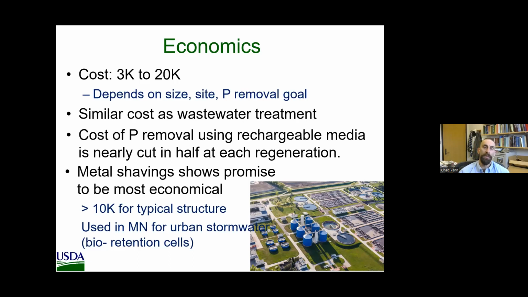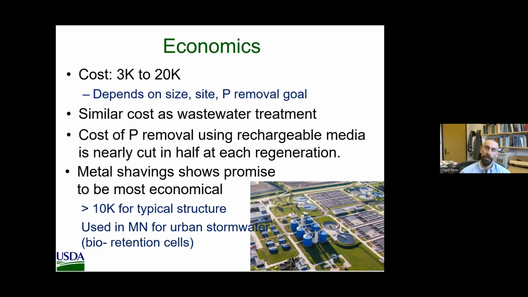The cost varies, as you could expect. It varies depending on the size. The bigger it is, the more it's going to cost. It depends on the site, depends on your P removal goal. But ultimately, the cost is similar to wastewater treatment when you look at it as dollars per pound of phosphorus removed, which ranges a huge amount with wastewater treatment plants, anywhere between like $50 and $700 per pound of phosphorus. We're in that range.